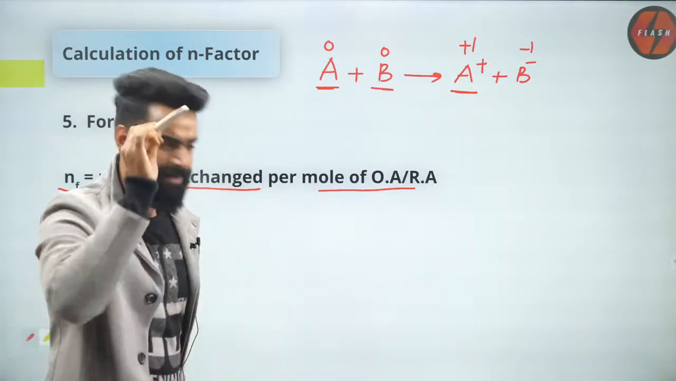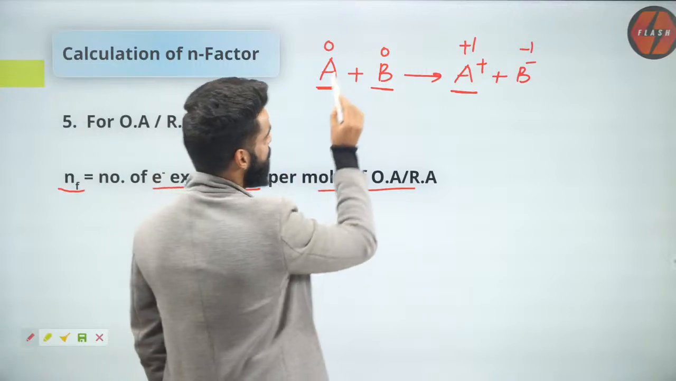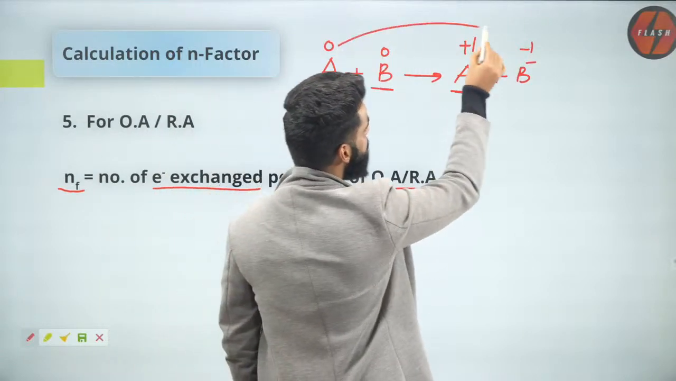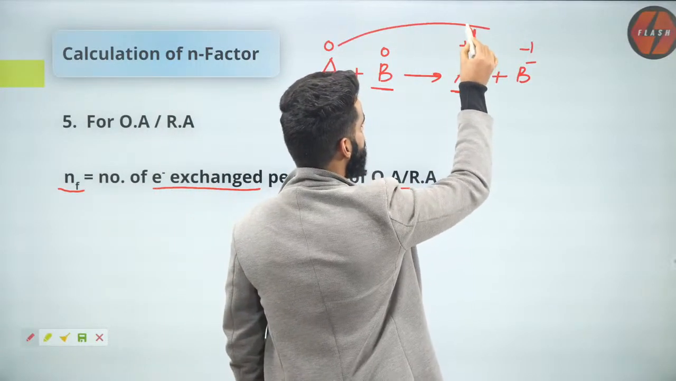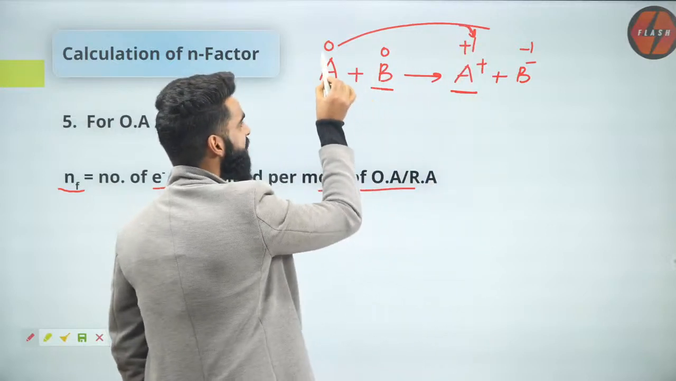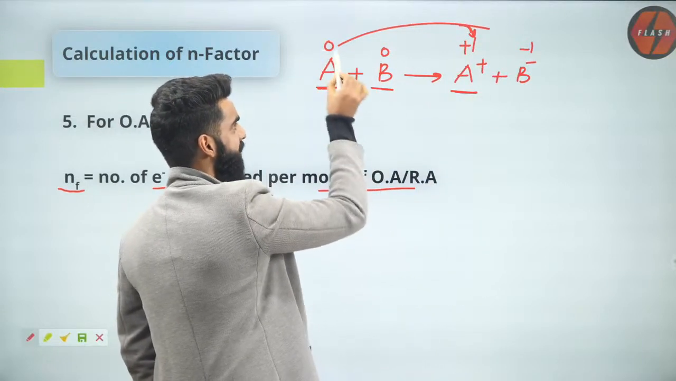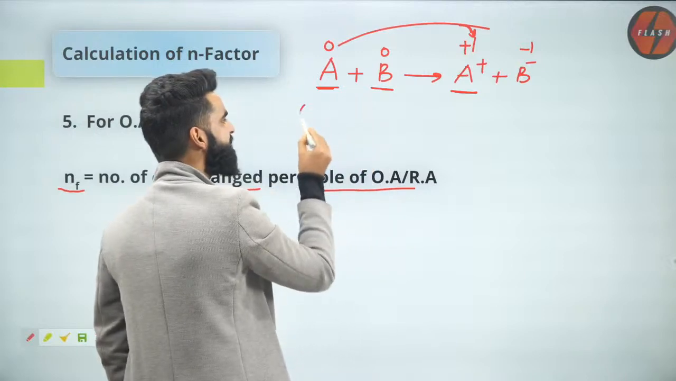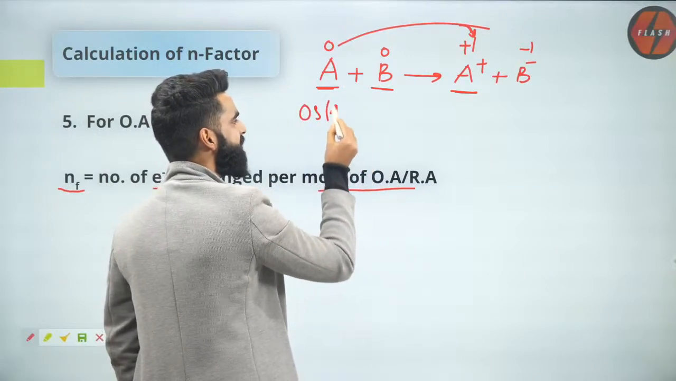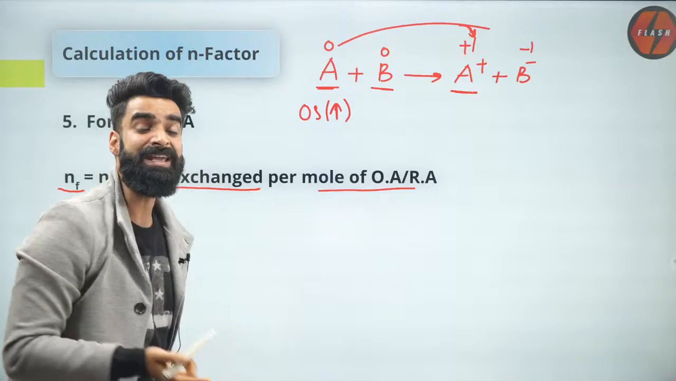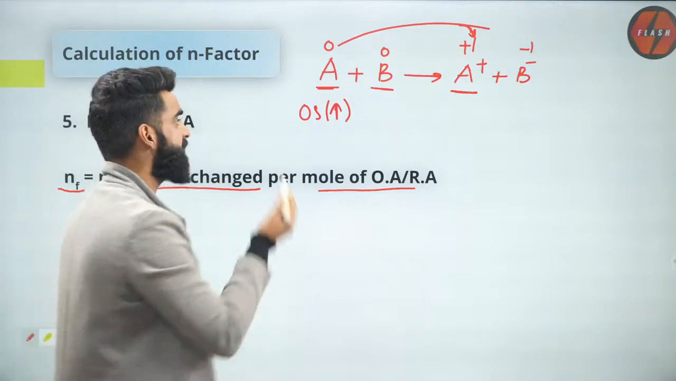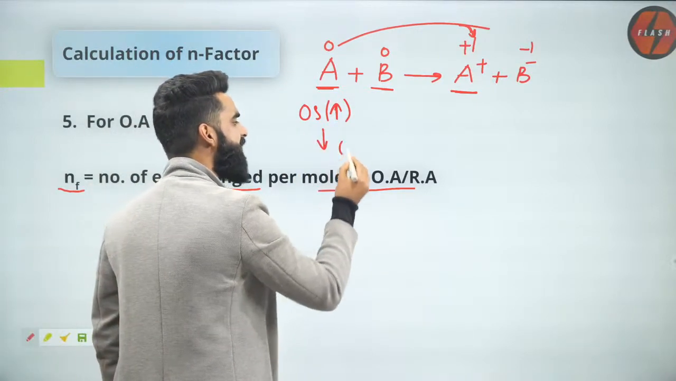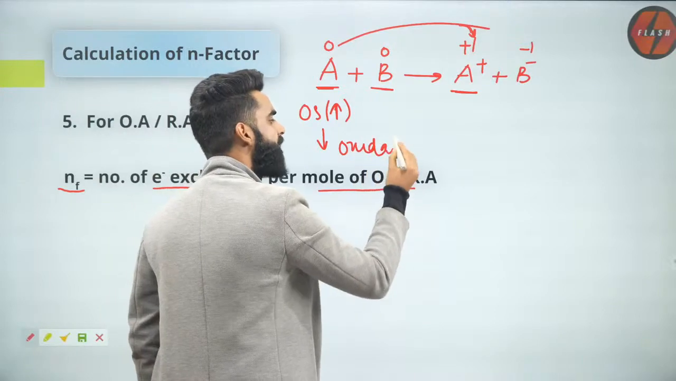Very, very simple. Now people, have a look. In this reaction, A is changing its oxidation state from 0 to +1. Can I say the oxidation state of A is increasing? An increase in the oxidation state is what we call oxidation. I would say A is undergoing oxidation over here.